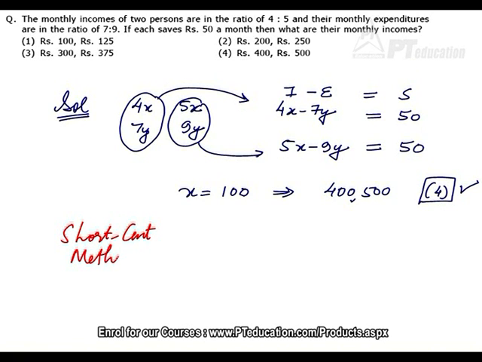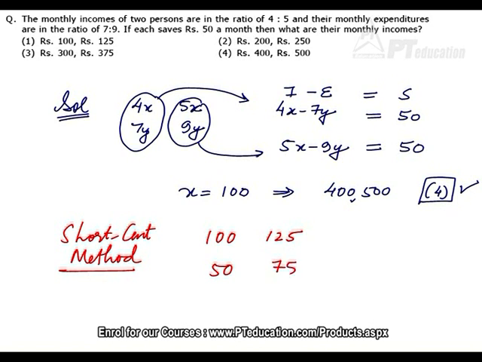So do we have a shortcut method? Yes, we have this habit of always finding a shortcut, because in objective competitive tests, it's a good idea to work with shortcuts, provided your conceptual clarity is good. Shortcut method. Start from the options. The monthly incomes are 4:5 and expenses are 7:9. If each saves 50, then what are their monthly incomes?